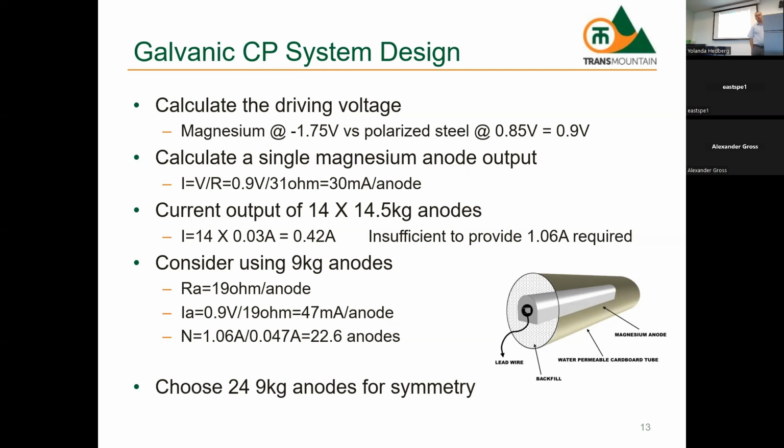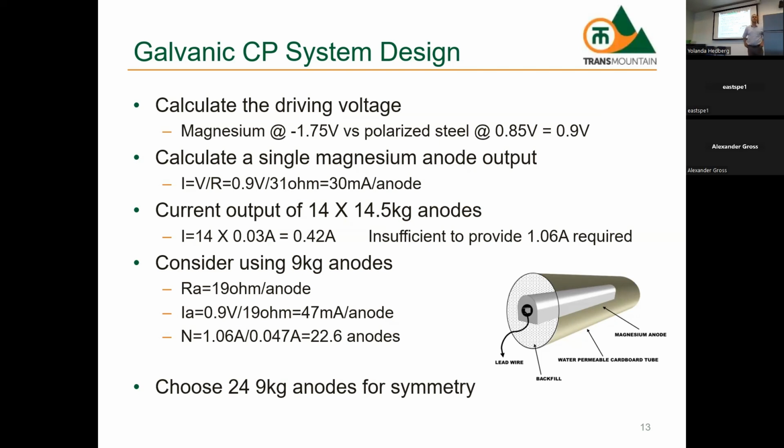Now we do our Ohm's law calculation to find out that we get 30 milliamps per anode. We chose 14.5 kilogram anodes in this example, and each anode is only putting out, based on the soil resistivity in the environment, 30 milliamps. 14 times 30 milliamps gets us 0.42 amps.